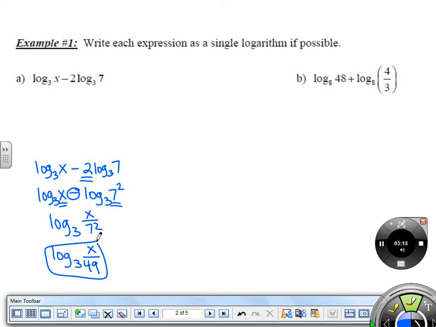You'll notice in the second one that we don't have any coefficients in front of the logarithm, so we can go ahead and combine it. And they have an addition sign there, so when I put these two logarithms together in one log, I'm going to take those values that were in the logarithms and multiply them. So 48 times 4 thirds: 3 goes into 48 16 times, and 16 times 4 is 64. So I have log base 8 of 64. Now, unlike the previous problem, this one's all numerical, so if you can calculate it, you should go ahead and calculate it. And remember, log base 8 of 64 is like a question: 8 to what power equals 64? And the answer is just 2.